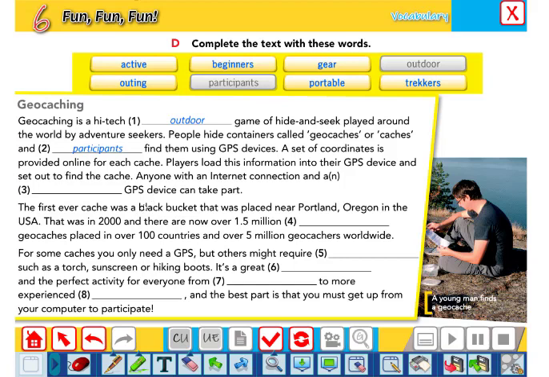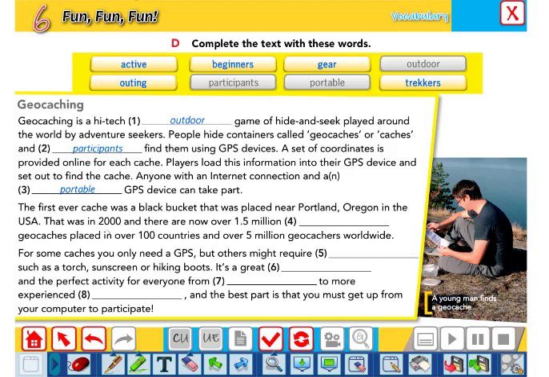So guys, what kind of device is it? It's a device that we can use everywhere. We can move it. That one would be a portable GPS device. The first ever cache was a black bucket that was placed near Portland, Oregon in the United States. That was in 2000, and there are now over 1.5 million.